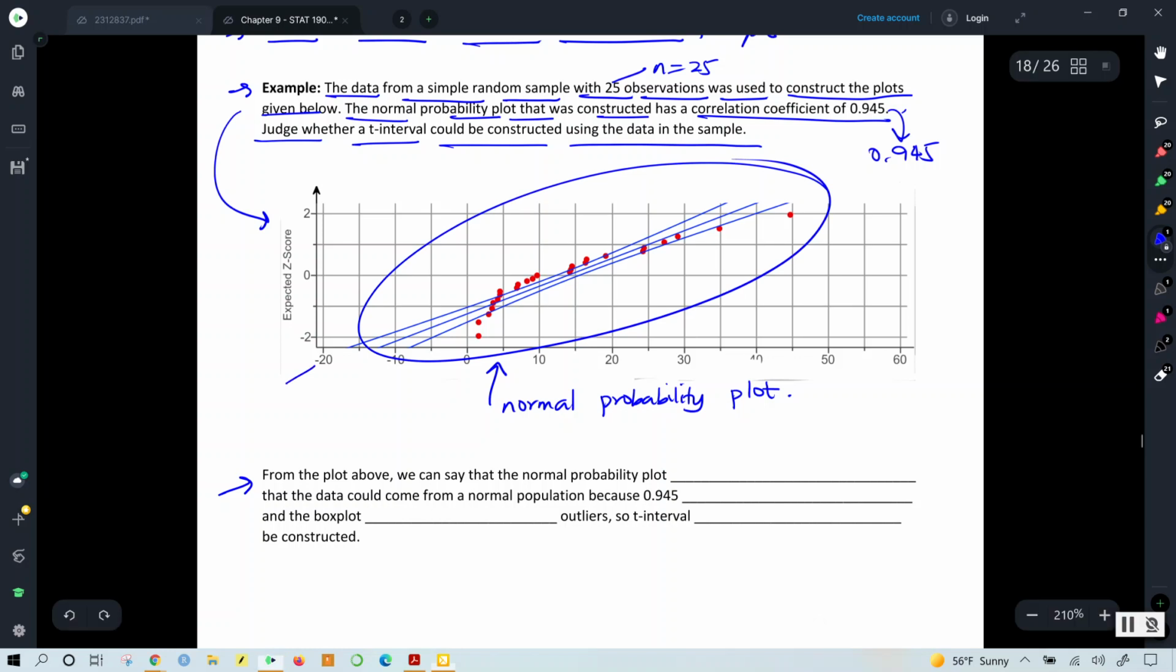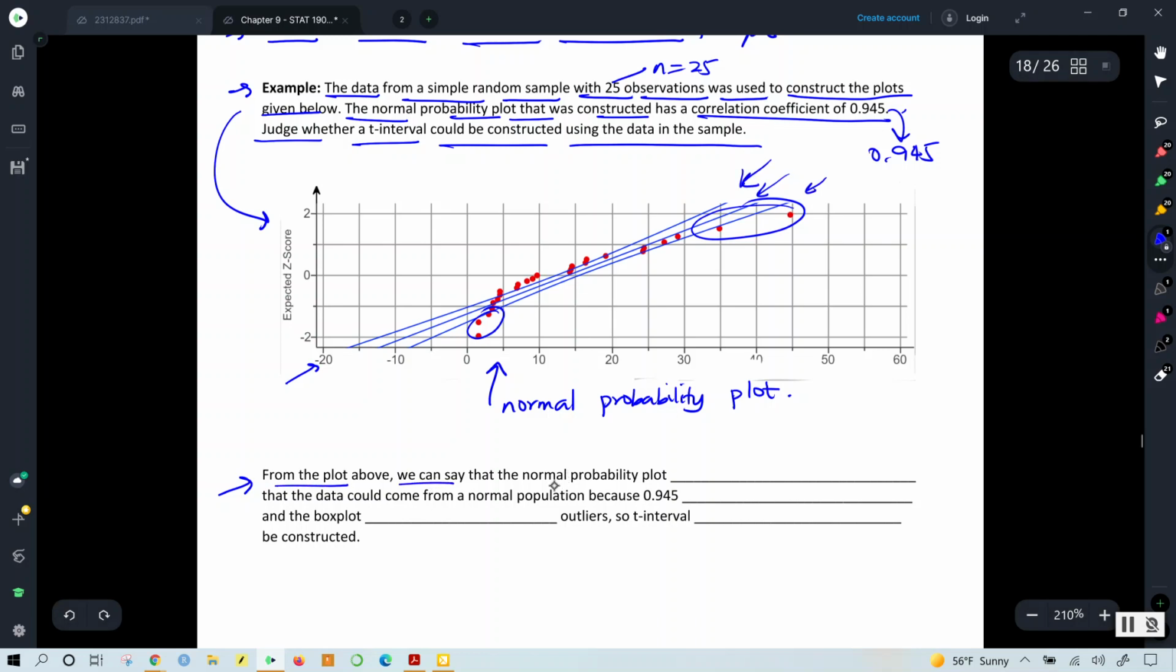We can tell from the plot that we do have some deviations from the straight line plot, and some of these points actually get out of the confidence band. So from the plot above, we can say that the normal probability plot does not suggest that the data could come from a normal population, because even the correlation coefficient of 0.945 is less than the critical value.